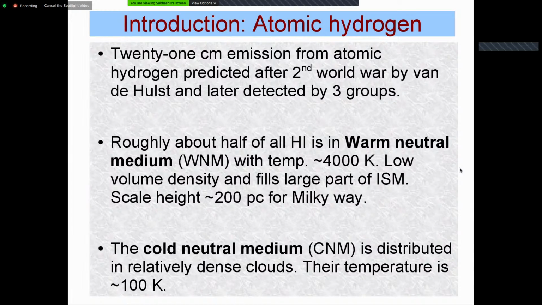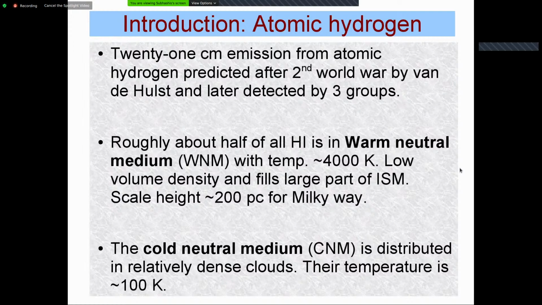In the astrophysical situation in our galaxy, roughly half of all atomic hydrogen is believed to be in the warm neutral phase, in short called WNM, and it has a temperature of about 4000 Kelvin. It has a low volume density, about one atom per cubic centimeter. On Earth, it may be like 10 to the power 19 atoms per cc. The gas in the interstellar medium, that is the medium between the stars in our galaxy, has a much, much lower density. It is about 1 per cc.